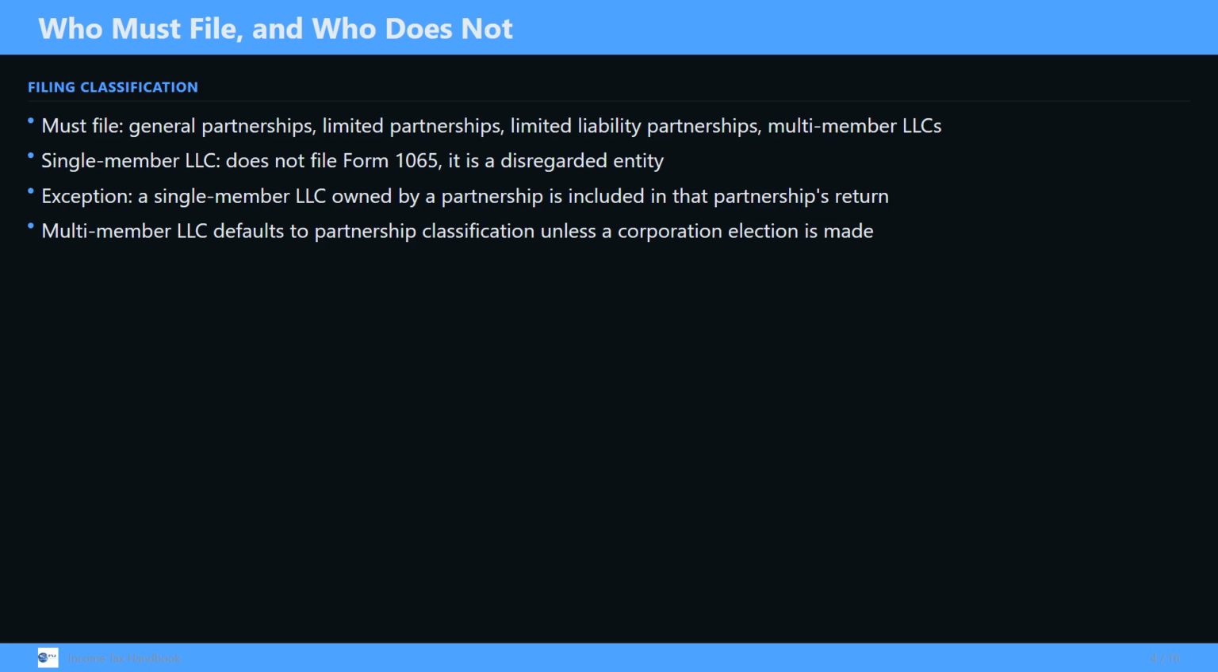Any entity classified as a partnership for federal tax purposes must file: general partnerships, limited partnerships, limited liability partnerships, and multi-member LLCs, which default to partnership classification unless a corporation election is made. A single-member LLC does not file Form 1065 at all. It is a disregarded entity, so its activity flows straight to the owner's own return. The one exception is a single-member LLC owned by a partnership, which does get included in that partnership's Form 1065.